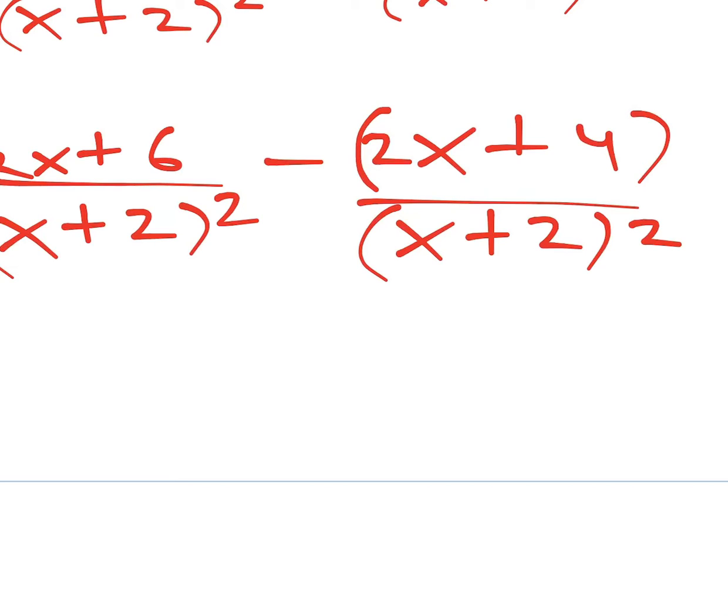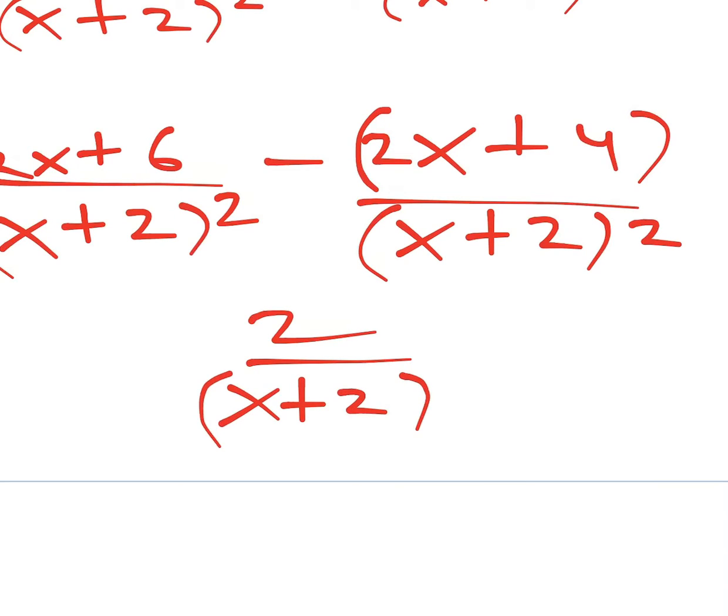Obviously, if we subtract and distribute, the 2x's cancel, and then we have 6 minus 4. Don't forget to distribute that subtraction to the 4. 6 minus 4 is, of course, equal to 2. And once again, we have this all over x plus 2 squared.